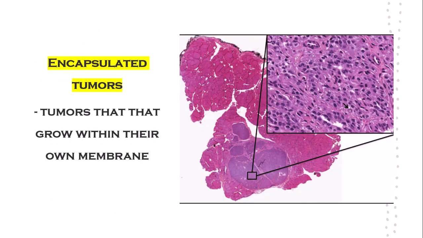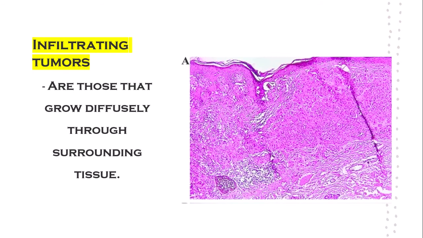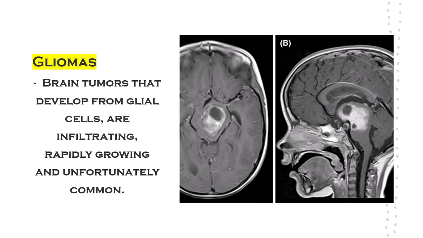Next is encapsulated tumors. These are tumors that grow within their own membrane. Next, infiltrating tumors are those that grow diffusely through surrounding tissues. And next is gliomas. Brain tumors that develop from glial cells are infiltrating, rapidly growing, and unfortunately common.